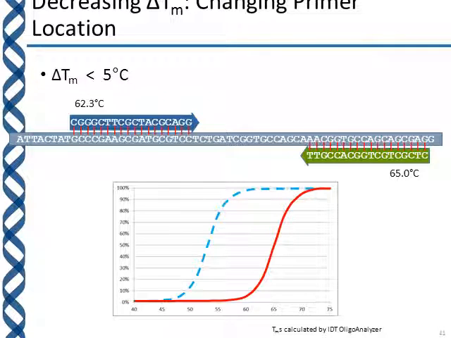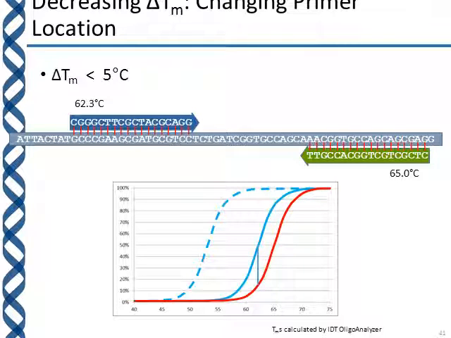And here, this primer has a TM of 62.3 degrees. So that's a delta TM of 2.7. So if we erase that other curve from the previous primer and plot this one, now the two curves are much more closely aligned. So what does that mean?